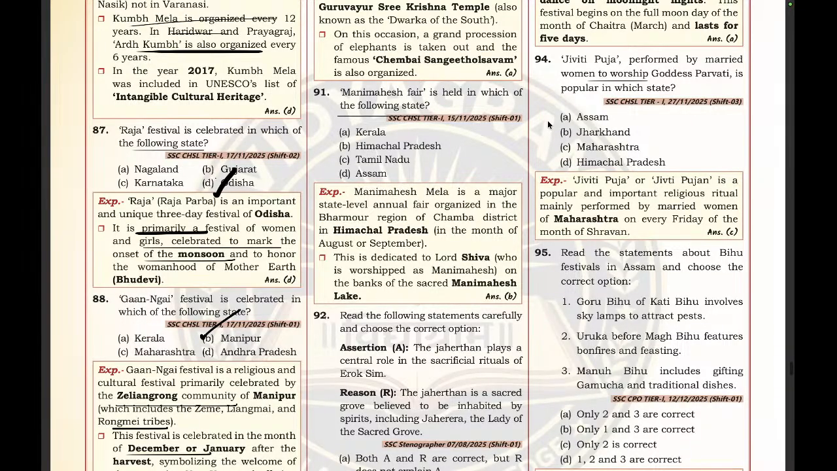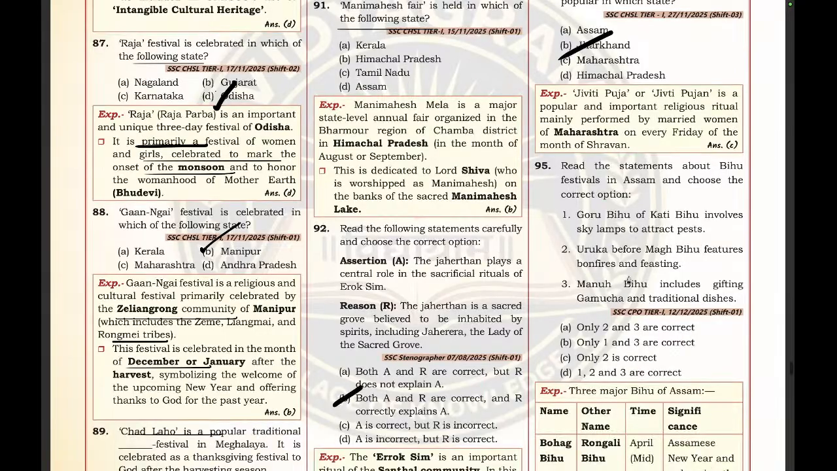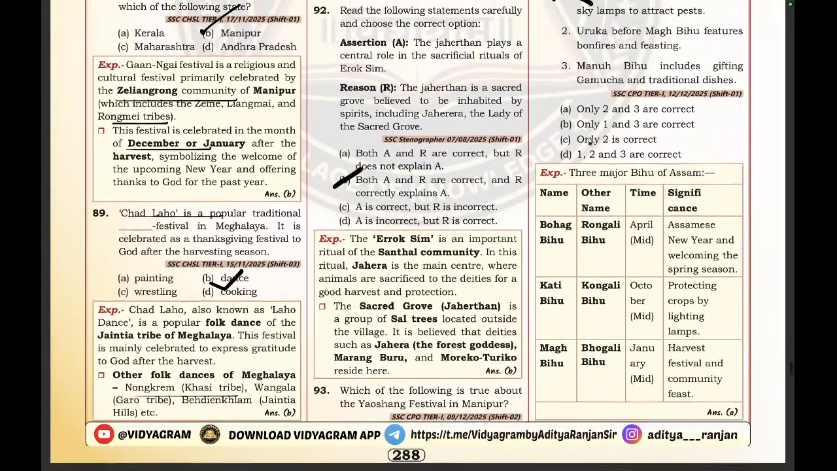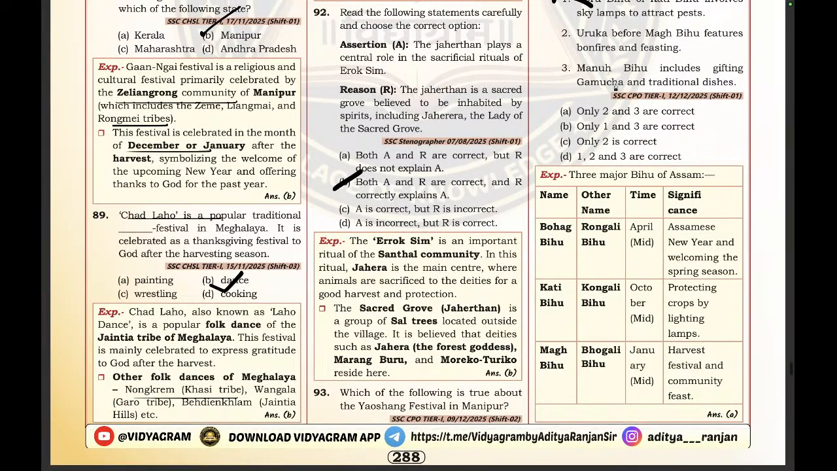Jitvi Puja is in Maharashtra. Repeated question. Okay. Guru Bihu, Kati Bihu. Sky Lemon attracts pests. Which one attracts pests? Answer for 2 and 3.